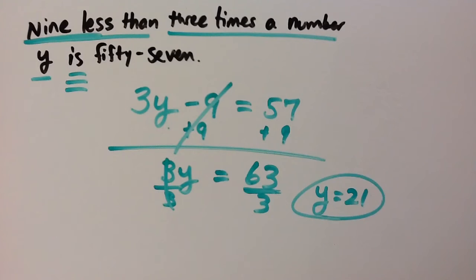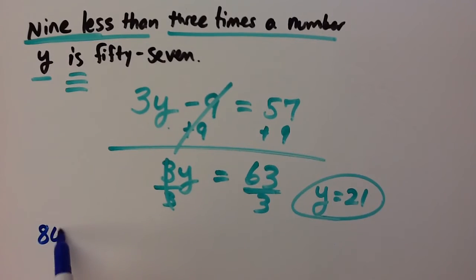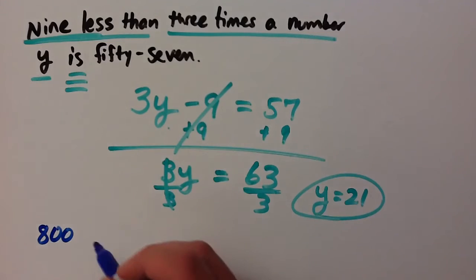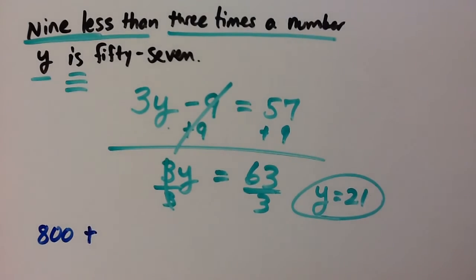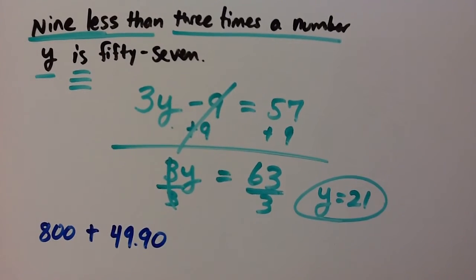So the school bought $800 worth of basketball equipment. So we paid $800 in equipment, and then the problem says plus. So on top of that $800, plus they bought uniforms costing $49.90 each. So I'm paying $49.90 for each uniform, or times the number of uniforms, which we don't know. So let's just call it the variable x. x will represent the number of uniforms.